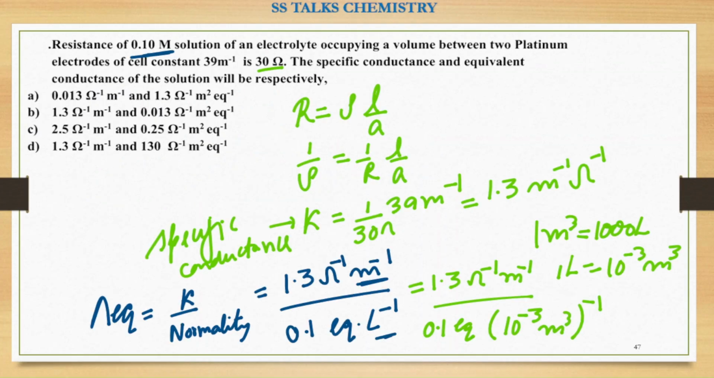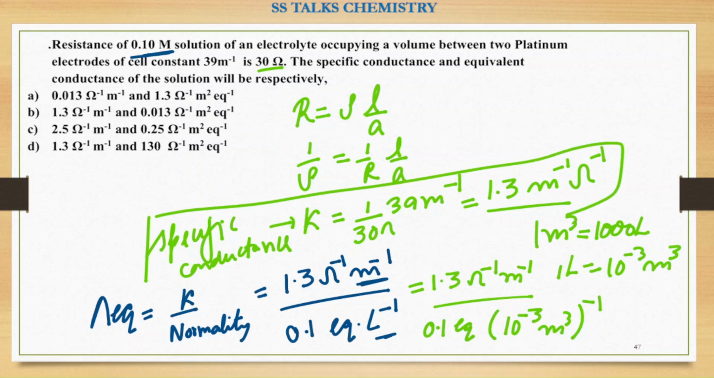So the specific conductance is my 1.3 and the other one is 0.013. So the correct match is given to us in option B. Specific conductance we have got is this much and the equivalent conductance we have got is this much. Okay.